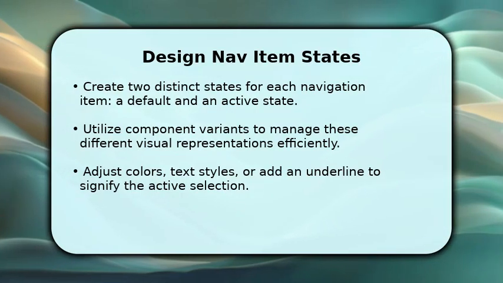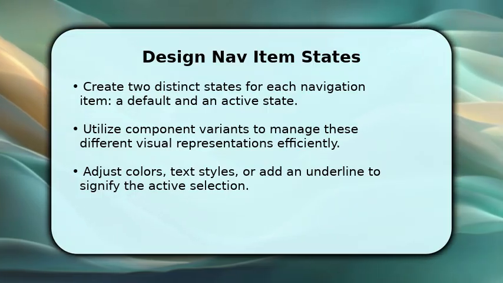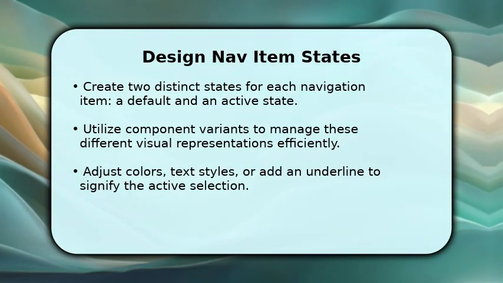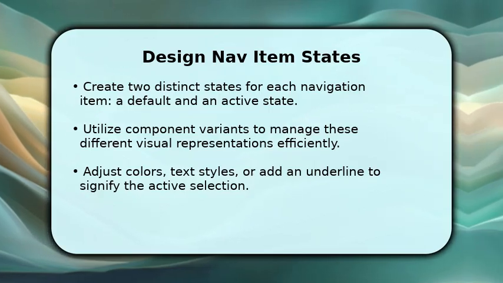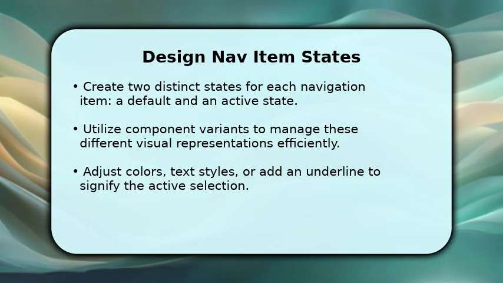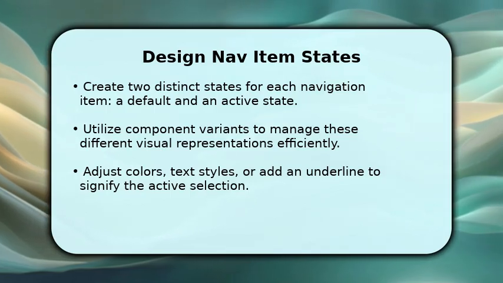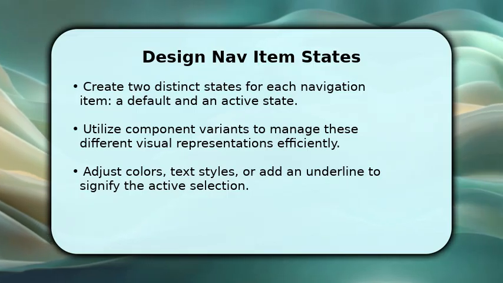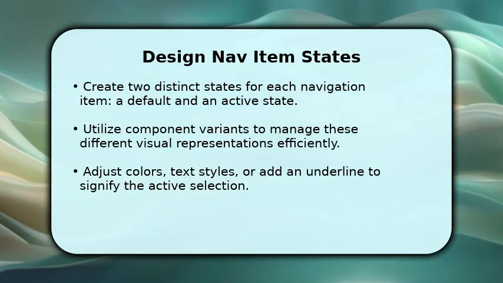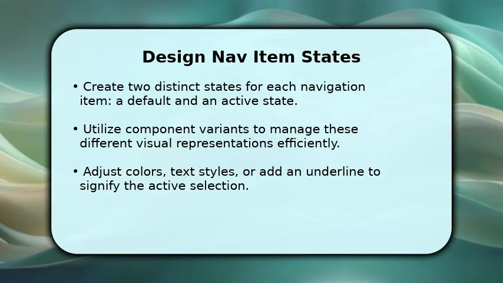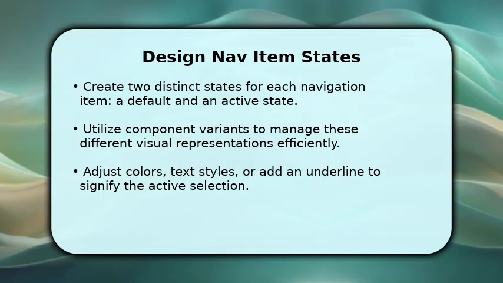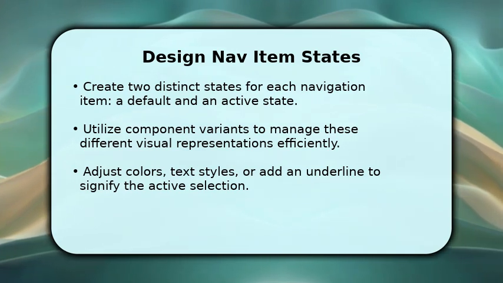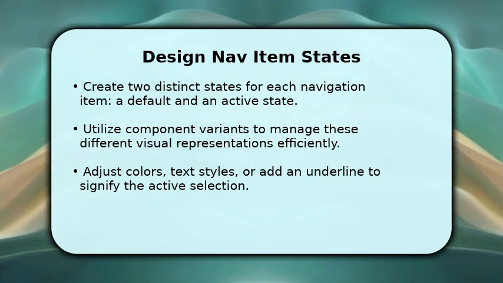Next, let's design the different states for your navigation items. For each component, create two variants, one for its default appearance and another for its active state. The active state might feature a brighter color, a bold font, or a subtle underline to indicate selection. Using variants streamlines your design process, allowing you to easily switch between states. Ensure consistent sizing, perhaps a height of 48 pixels, and spacing for a polished look across all items.